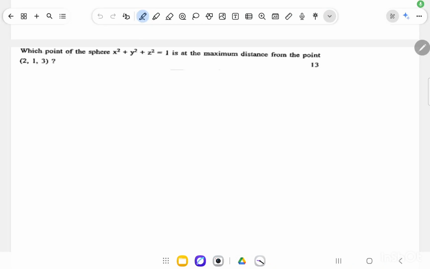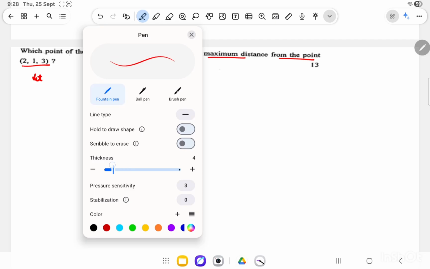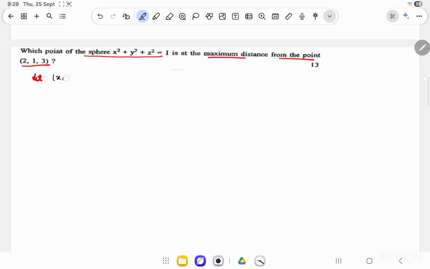So let's discuss the remaining questions of Lagrange's multiplier method. This question says: which point on this sphere is at maximum distance from a given point? So what we'll do is assume that x, y, z is any point on the sphere which is at maximum distance from the given point P.